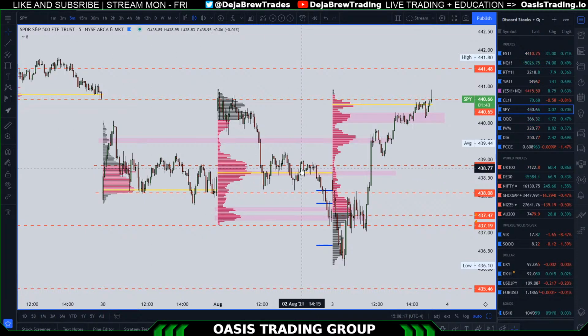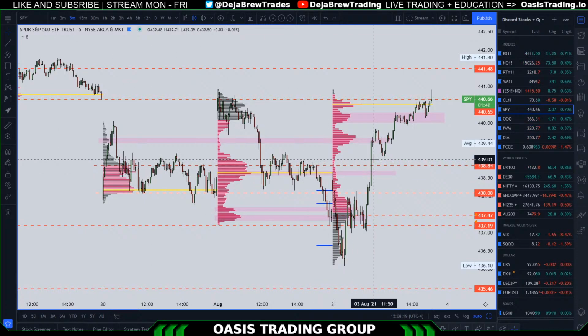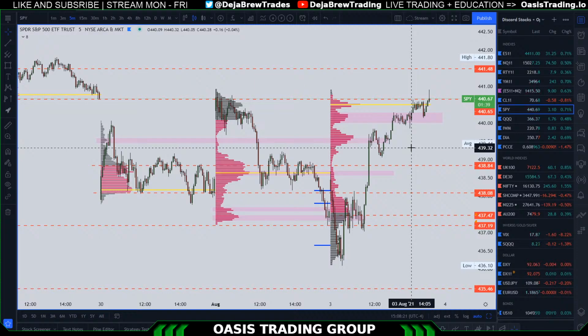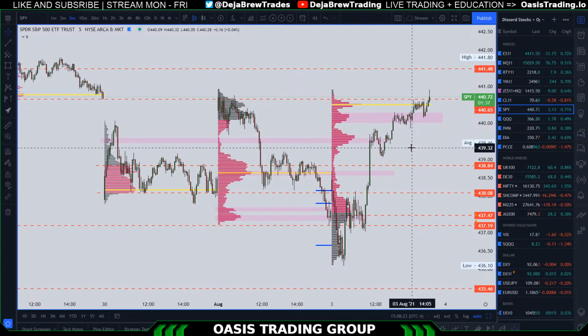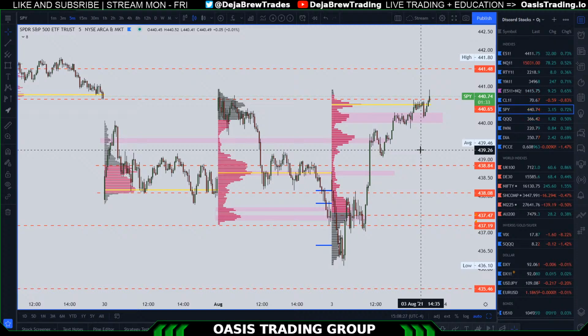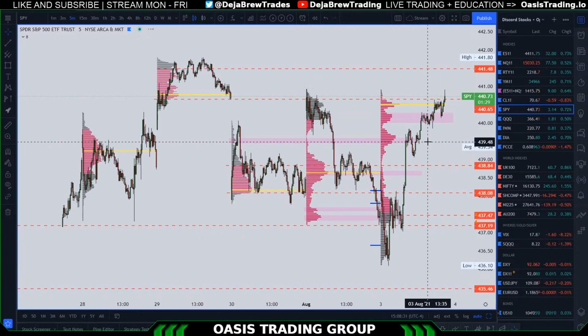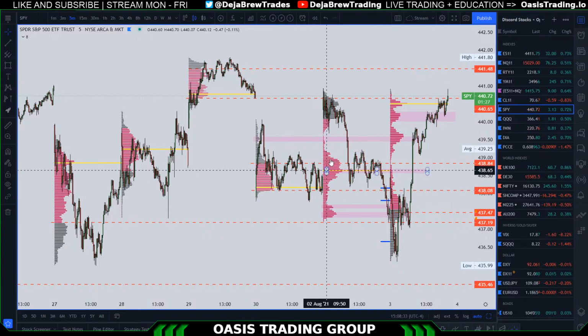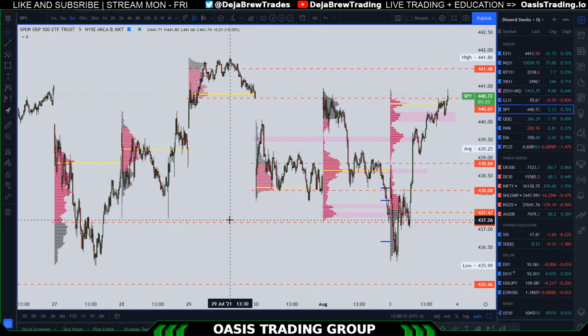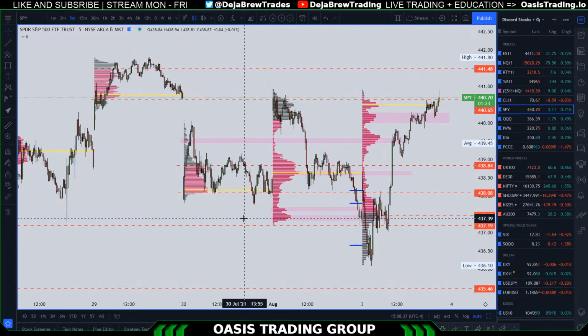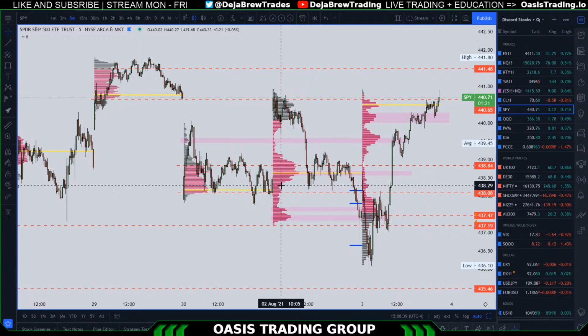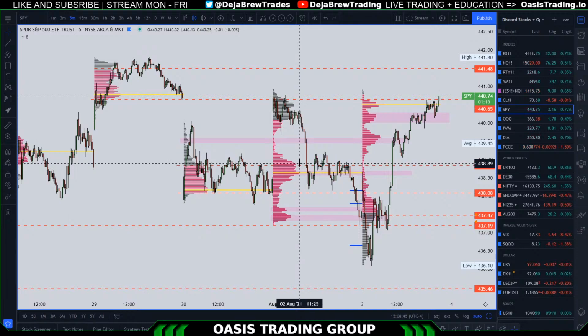Start off with SPY. So today was pretty straightforward. We had a bearish profile on the start of the day. You bounced up on the value area low of the 27th, and then you reclaimed the value area low of yesterday. And I told you guys in Discord that you had an 80% trade possible.